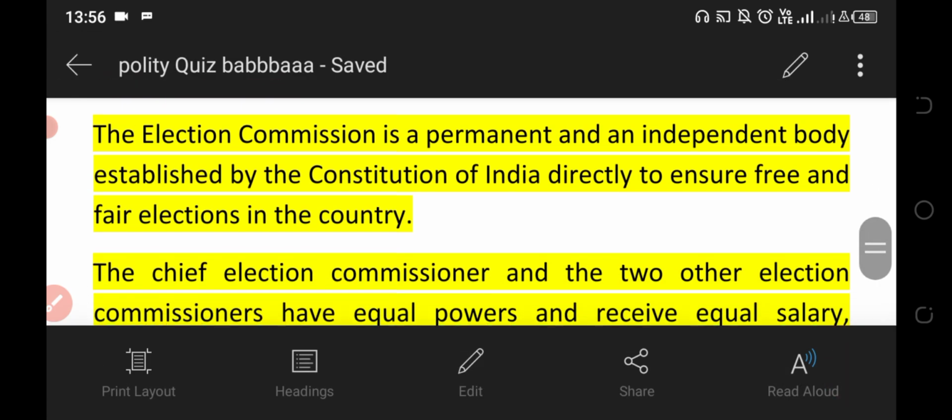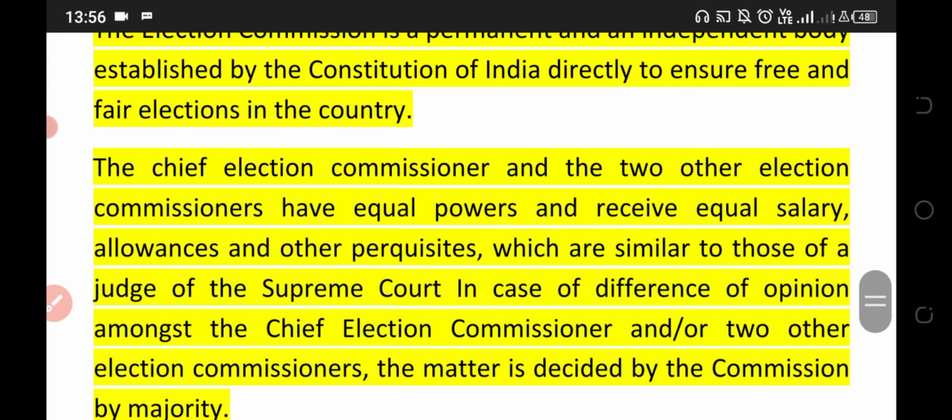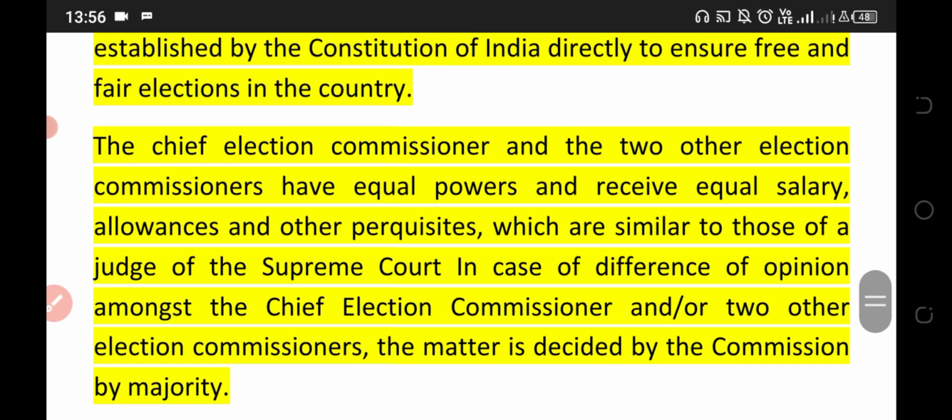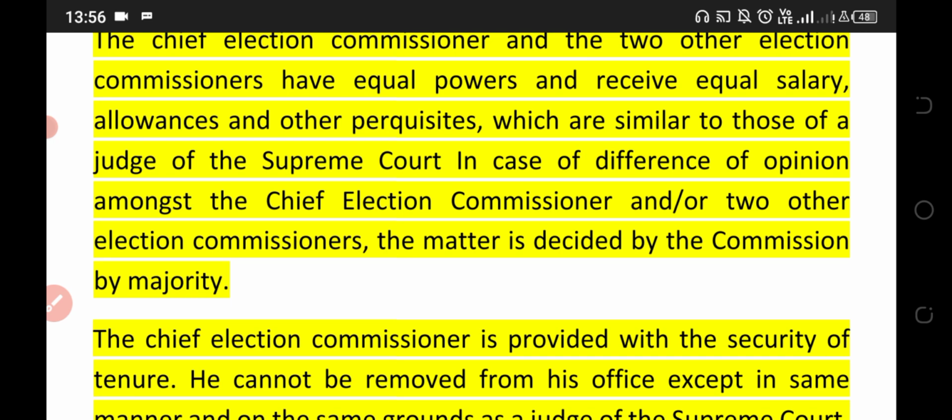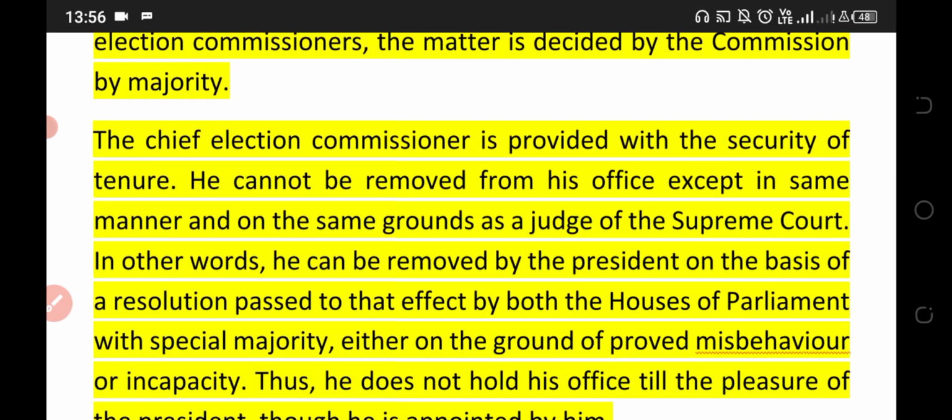The Election Commission is a permanent and independent body established by the Constitution of India directly to ensure free and fair elections in the country. The Chief Election Commissioner and the other two commissioners have equal powers and receive equal salary, allowances, and other services, which are similar to those of a judge of the Supreme Court. In case of differences of opinion amongst the Chief Election Commissioner and the other two Election Commissioners, the matter is decided by the commission by majority.